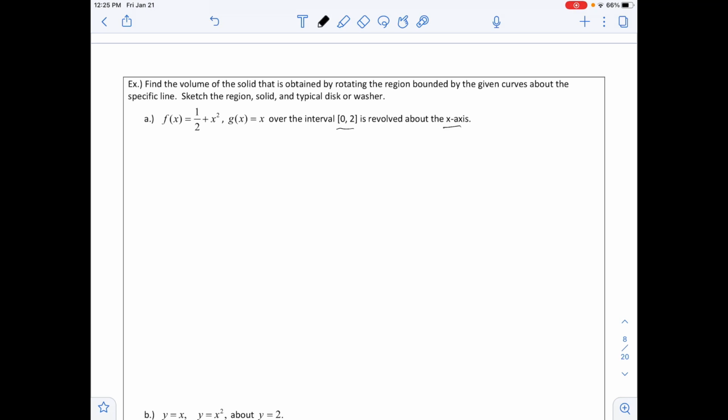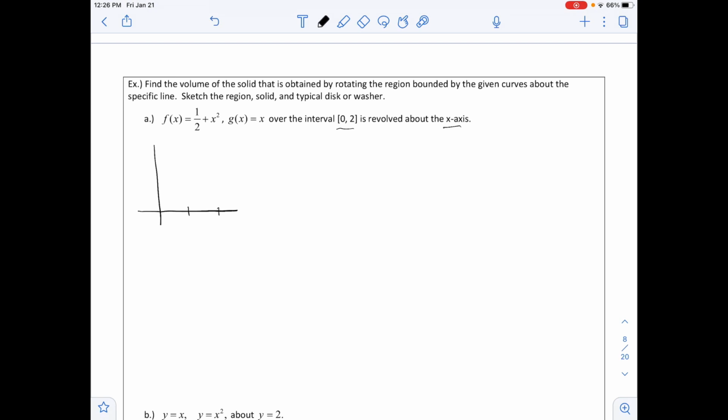So again, the first thing we're going to do is go ahead and sketch this. I do have my graphs, and I do know that we are between 0 and 2, so I do not need to find an area enclosed by anything. It does want us to sketch the region, and then the solid, and then also the typical disk or washer. So first, sketching this, we're going from 0 to 2.